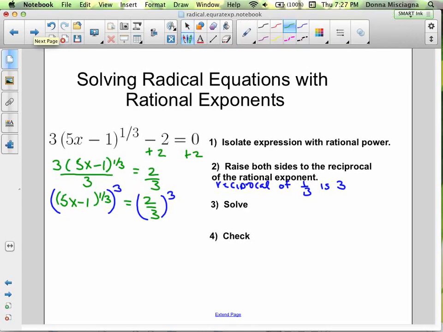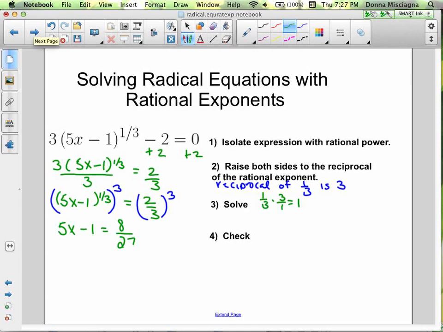Okay, and so now we'll continue. Now 1/3 times 3, that's just 1. We don't need an exponent of 1 anymore. So this is just 5x minus 1. Got to raise the other side to the power. If you have a fraction and you're raising it to a power, just raise the numerator and the denominator. So 2 cubed, that's going to be 8, and 3 cubed, that's 27.